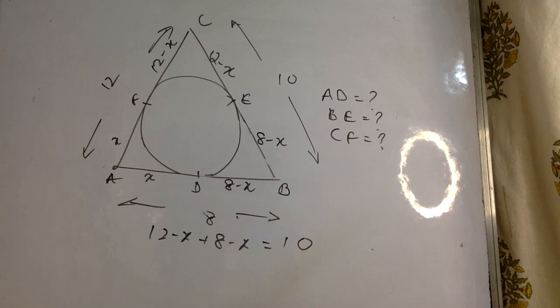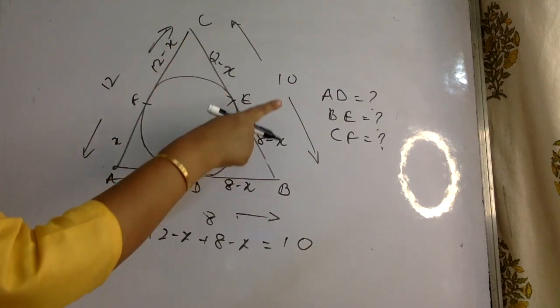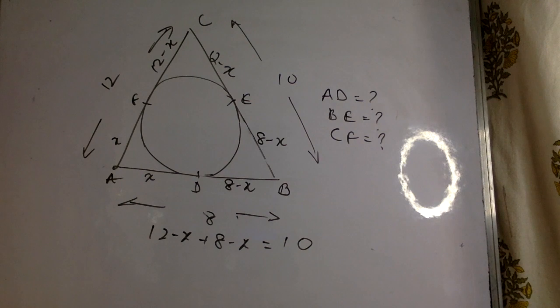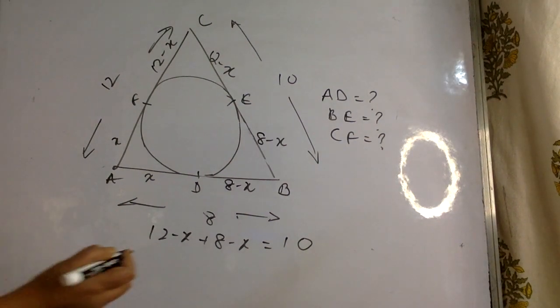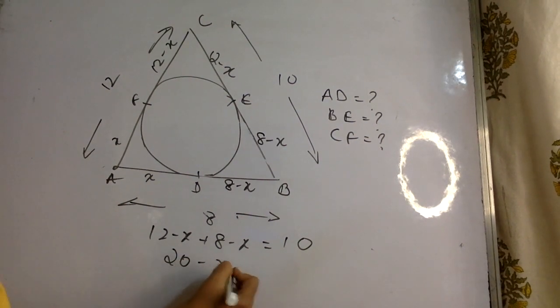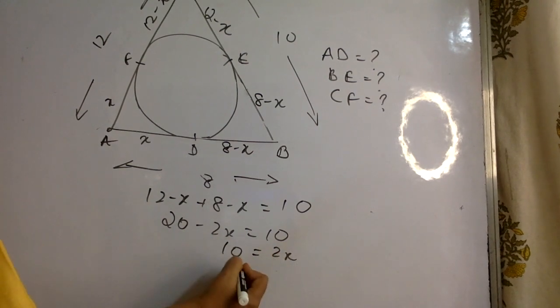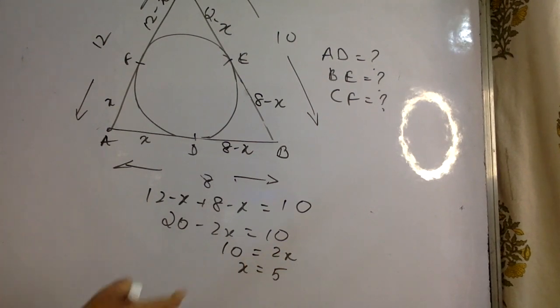Okay, so 12 minus X plus 8 minus X, that is this part plus this part, is equal to the full length, which is 10. So now what I am getting is 20 minus 2X is 10. So take the 2X that side, 10, X is equal to 5. So I have got the value of X is equal to 5 now.